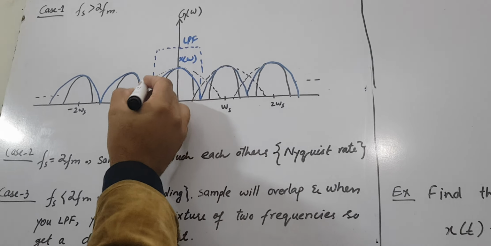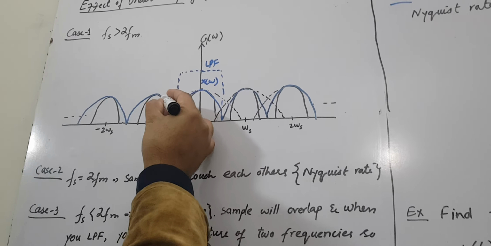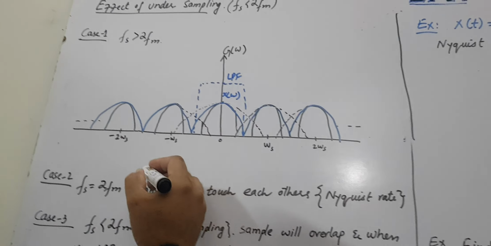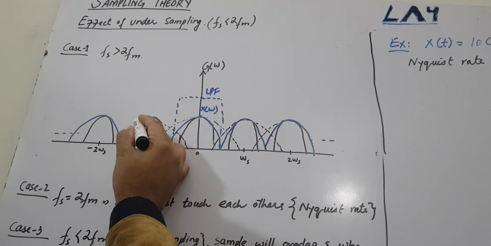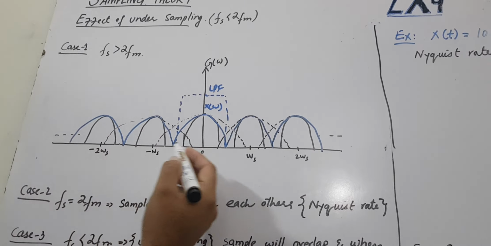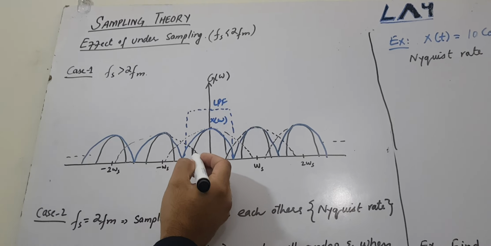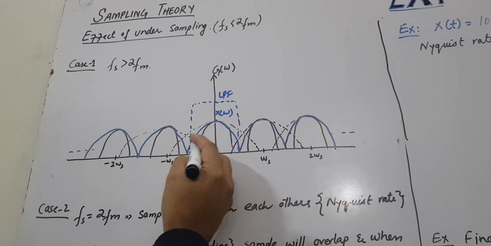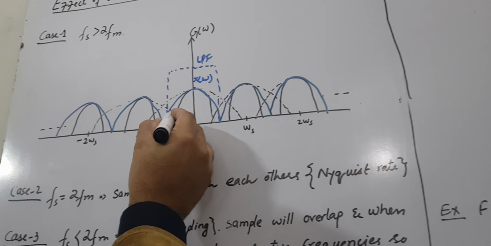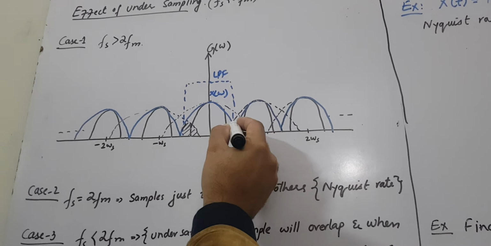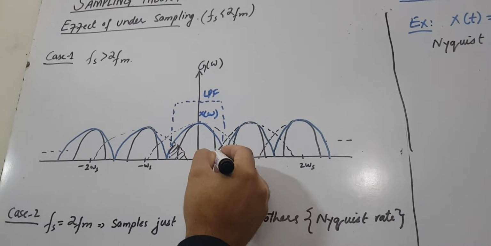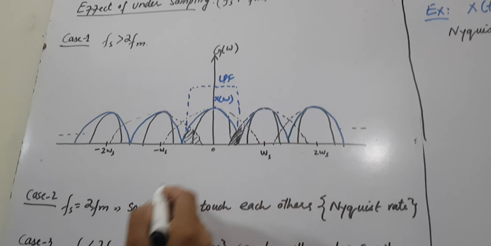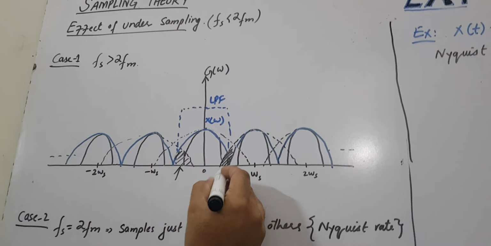Similarly, this one is entering there, and then this one is entering here. So you can see this area is known as overlapping, or you can say a distortion.